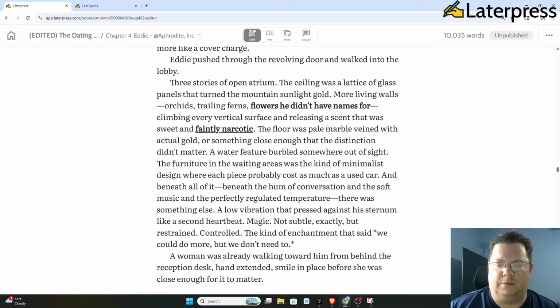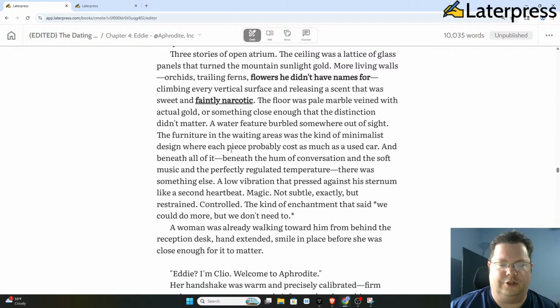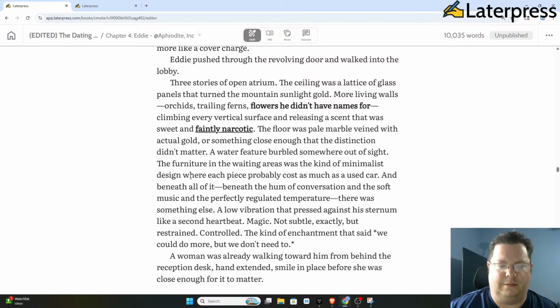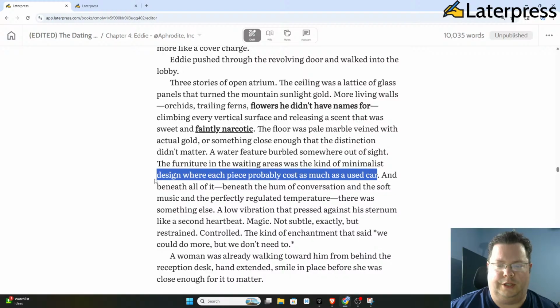A water feature burbled somewhere out of sight. The furniture in the waiting area was the kind of minimalist design where each piece probably cost as much as a used car.